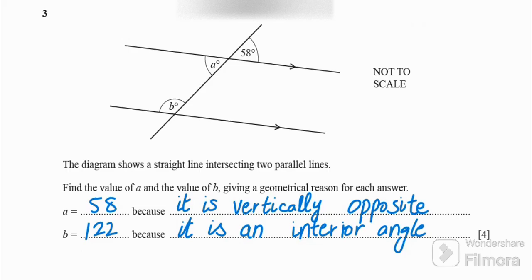Question 3 states, the diagram shows a straight line intersecting two parallel lines. Find the value of A and the value of B, giving a geometrical reason for each answer. So for calculating A, as A is opposite to 58, A will also be 58 because it is vertically opposite. B is 22 degrees because it is an interior angle. And another thing is, if this is 58, the opposite angle will be 180 minus angle A, which is 122 degrees. So 122 for B and 58 for A.